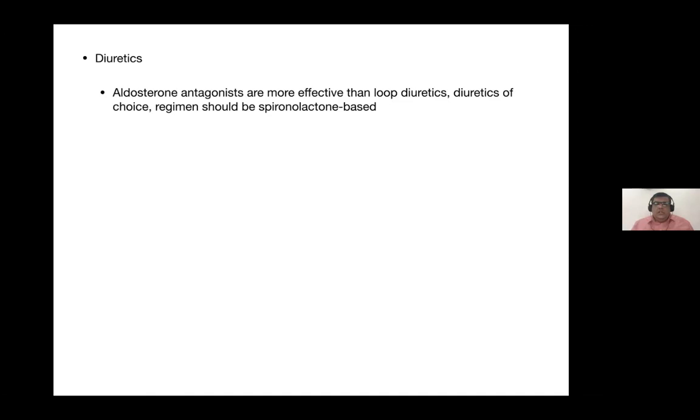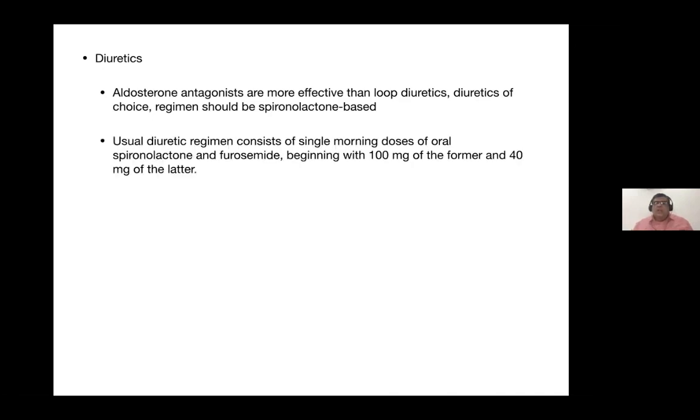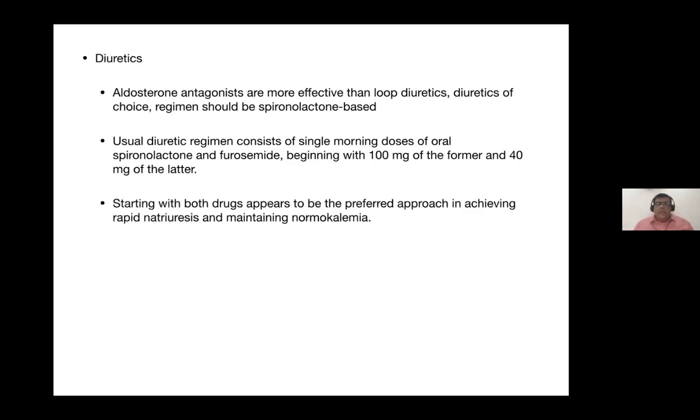The disadvantage of aldosterone antagonists is that it takes almost 72 hours for its significant action to take place. And our patients are quite impatient, and therefore they are happier if you start them on a combination of spironolactone and furosemide, beginning with 100 milligrams of spironolactone and 40 milligrams of furosemide. It also helps because you get rapid natriuresis as well as the potassium levels are well maintained.